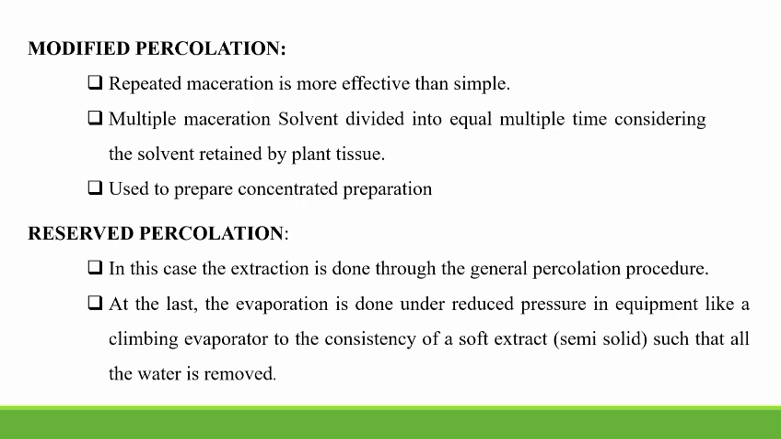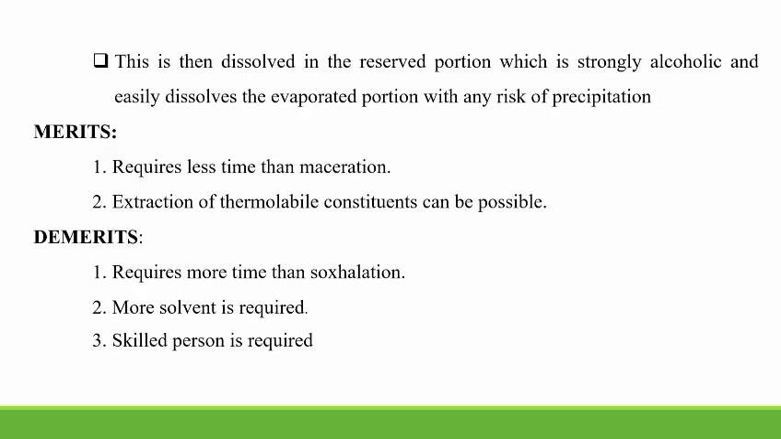So all three types of percolation involve the simple percolation steps, but in modified percolation we have to repeat the maceration process, and in reserved percolation we have to use the evaporator to get the consistency of a soft extract.